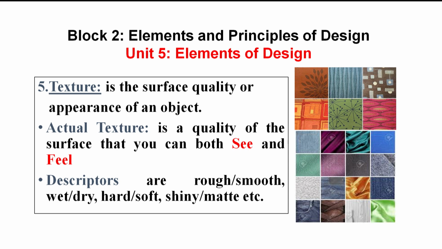We have two types of textures. One is actual, which is the quality of the surface that you can both see and feel. Like when we touch it, we can say it is rough, it is smooth, like that. And some are the descriptor textures, like when we say it is rough or smooth, wet or dry, hard or soft, shiny or matte. All these terms, when we say about any texture, come under the descriptor texture.